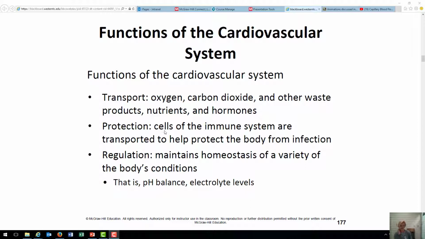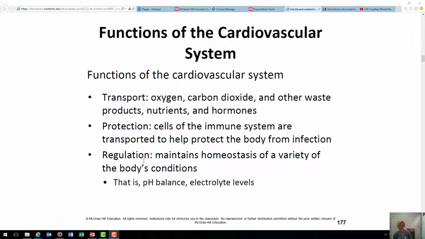So within the blood, we have the ability to protect ourselves from infection. So we have the white blood cells that are transported in the blood that make up the immune system. So we'll talk more about that when we get specifically into the lymphatic and immune system after this unit on the cardiovascular system.